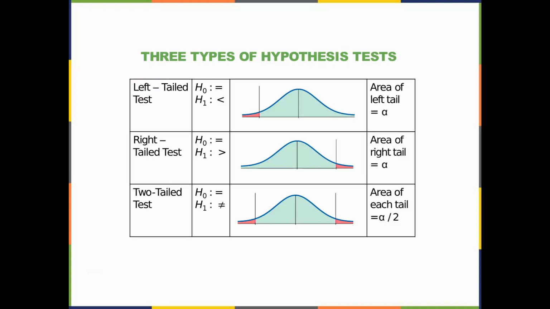So this is a pictorial representation of what that test means if we were looking at it as far as left-tailed, right-tailed, and two-tailed. So we're saying the probability that alpha is less than, we're looking in the left-tailed, greater than, right-tailed, not equal to, two-tailed.